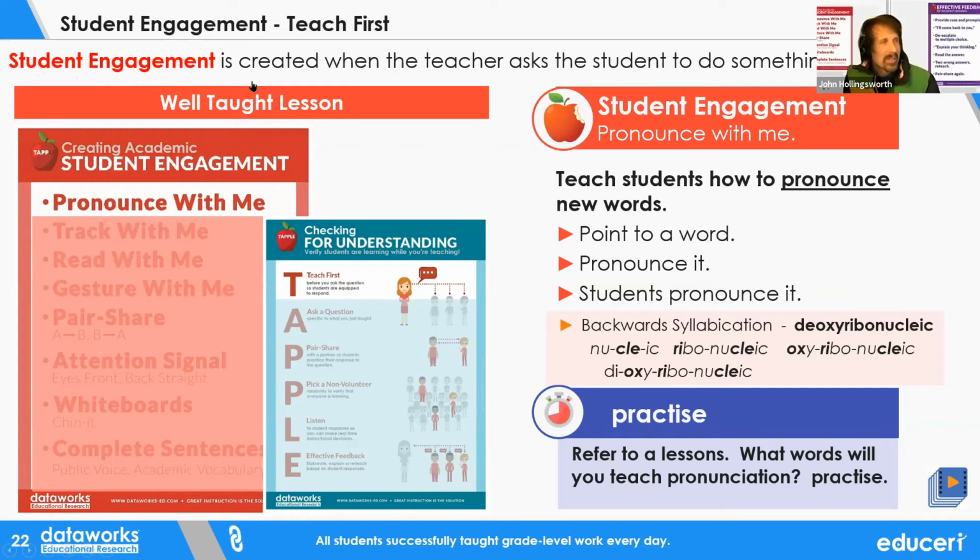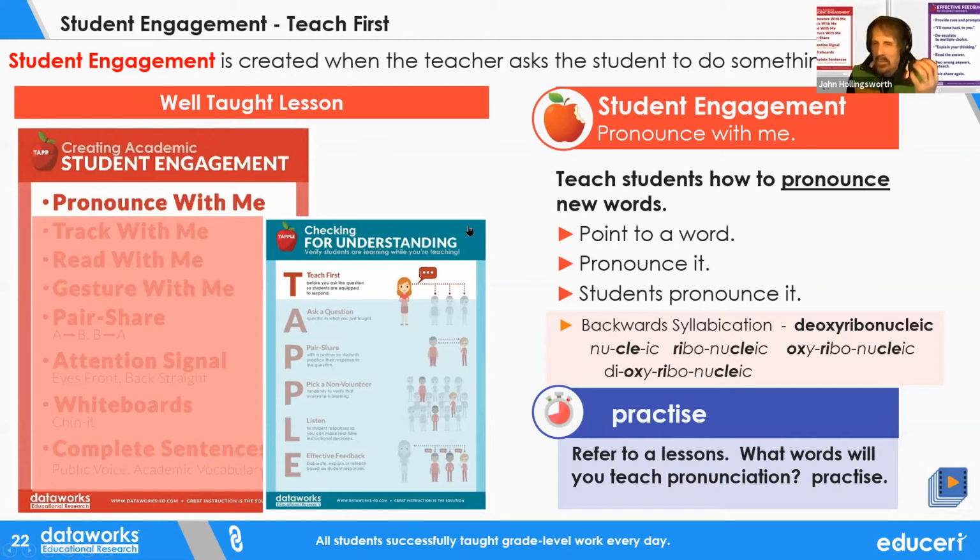Student engagement is created when the teacher asks the students to do something. This is how you make students be engaged. I have you read with me. I have you pair share. I have you hold up your whiteboards. The reason you're engaged is I keep asking you to do stuff. And these are the main things we're going to ask our students to do.